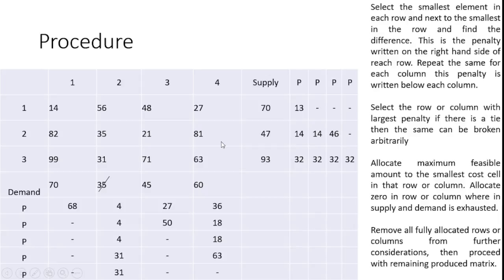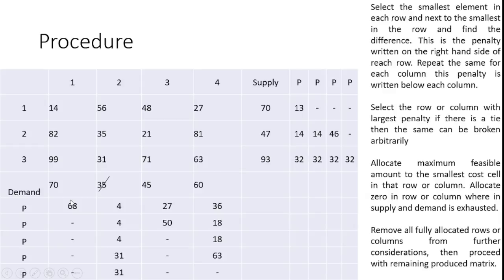What is the next step? We have to select the largest penalty available among the rows and columns. What is the largest penalty? According to the first penalty identification, in rows there are 13, 14, 32 available. Column wise there are 68, 4, 27 and 36 available. Comparing all the elements, 68 is the largest penalty.